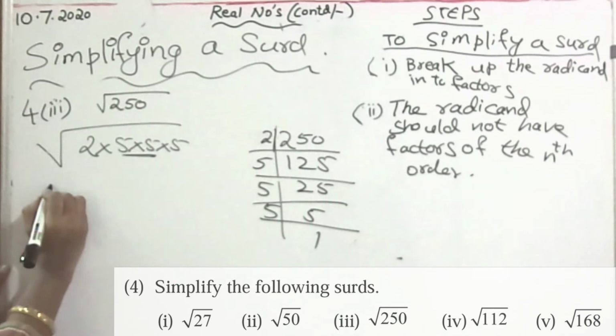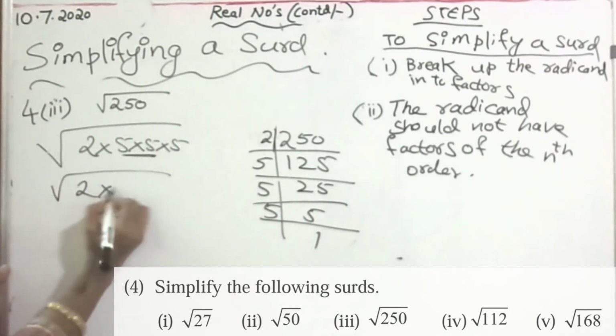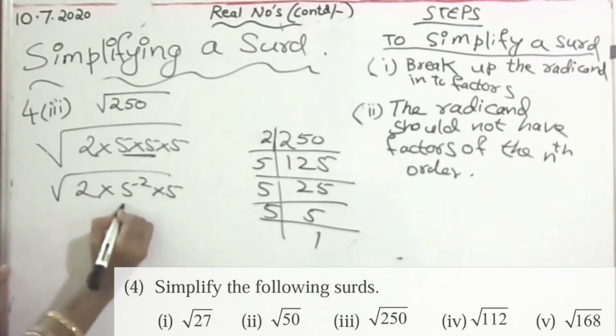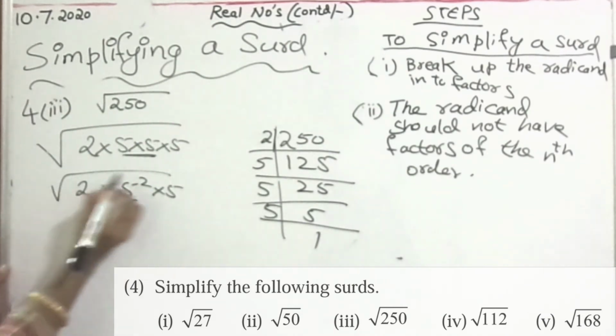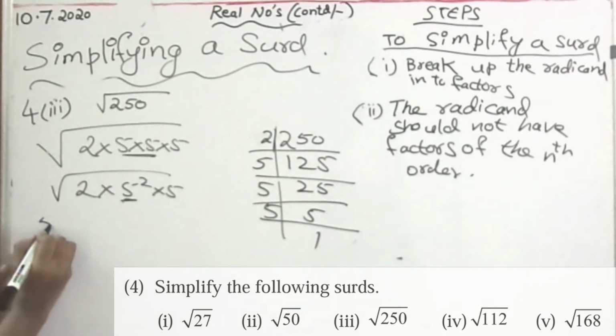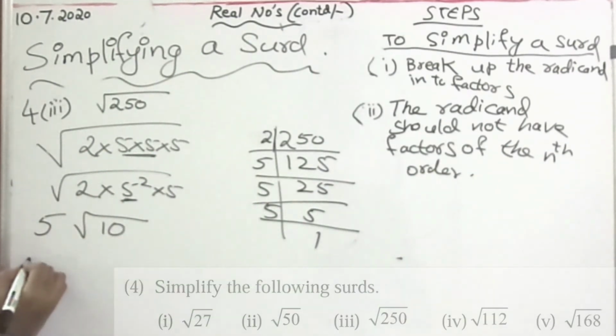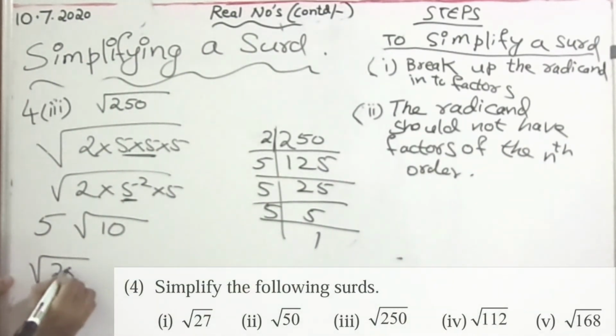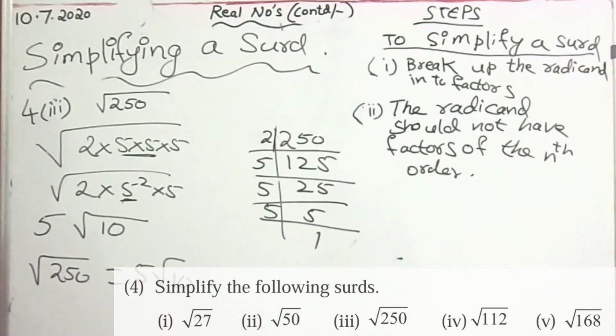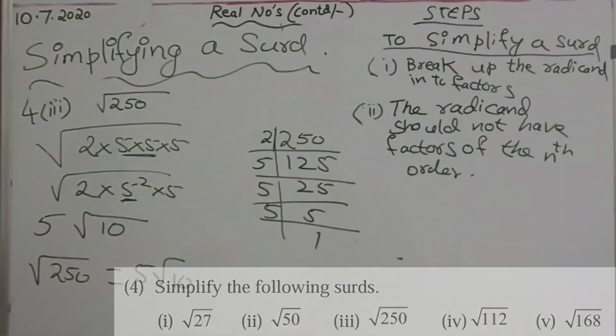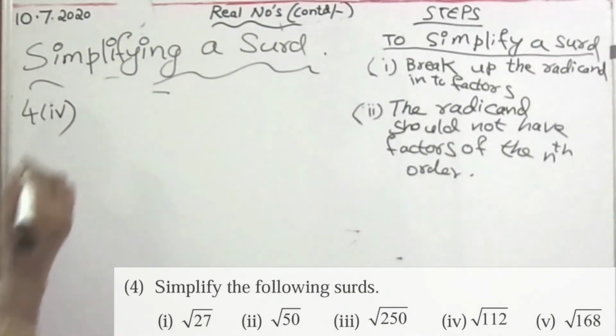This will come out. First I'll write it like this. 5 square into 5. This will come out because square root and power are the same. So 5 will come out and inside 2 into 5, that is 10. So our root 250 is simplified to 5 root 10. Clear? Write it down.